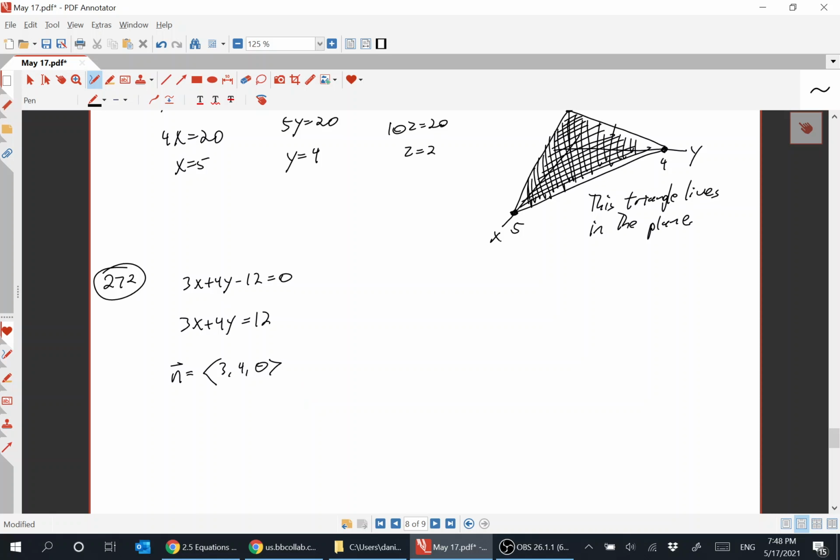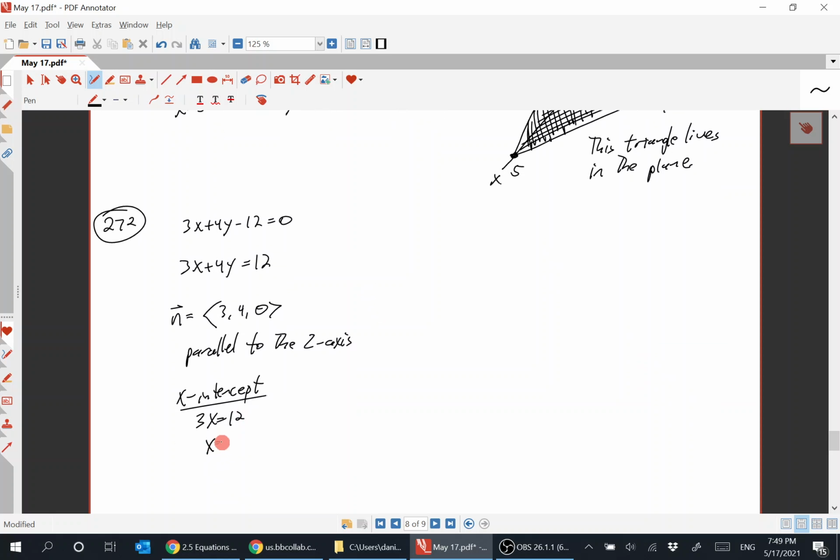So for the x, y, and z intercepts, it's not going to have a z-intercept. It's going to be parallel to the z-axis, because there's a 0 there, it means we're parallel to the z-axis. The x-intercept: 3x is 12, so x is 4. The y-intercept: 4y is 12, so y is 3.